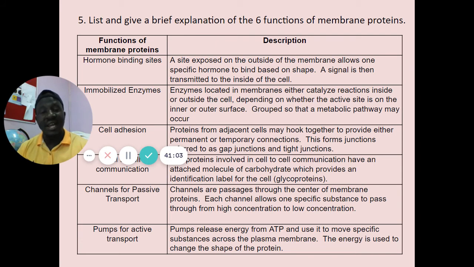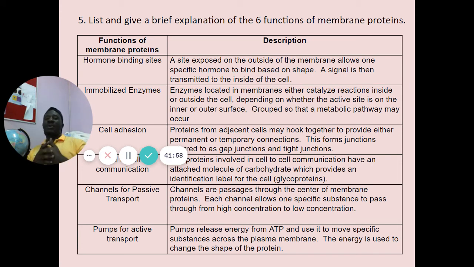Some proteins are enzymes located in the membranes, which catalyze reactions either inside or outside the cell, depending on whether the active site is on the inner or outer surface, grouped so that a metabolic pathway may occur. So some proteins are enzymes responsible for catalyzing reactions in that area. For example, when a human sperm meets the ovum of a female of the same species, it produces acrosomal enzymes which digest the membrane of the ovum to allow nuclear fusion. So you can see that's one importance. Some enzymes are important in catalyzing reactions so that we can have the different functions taking place.